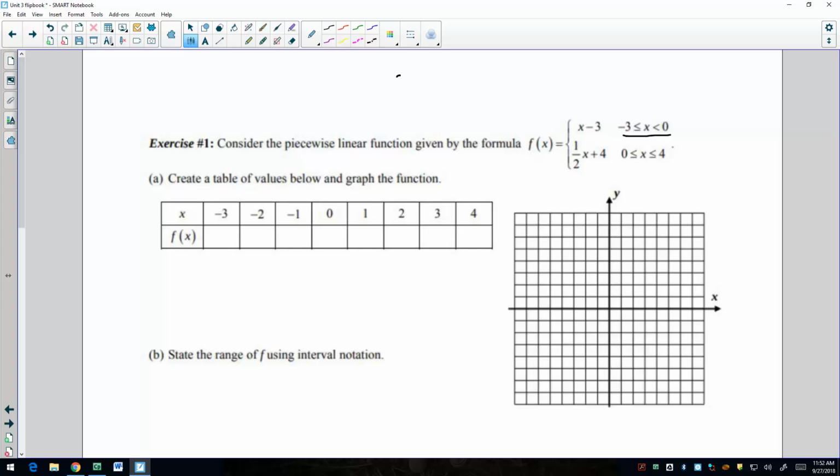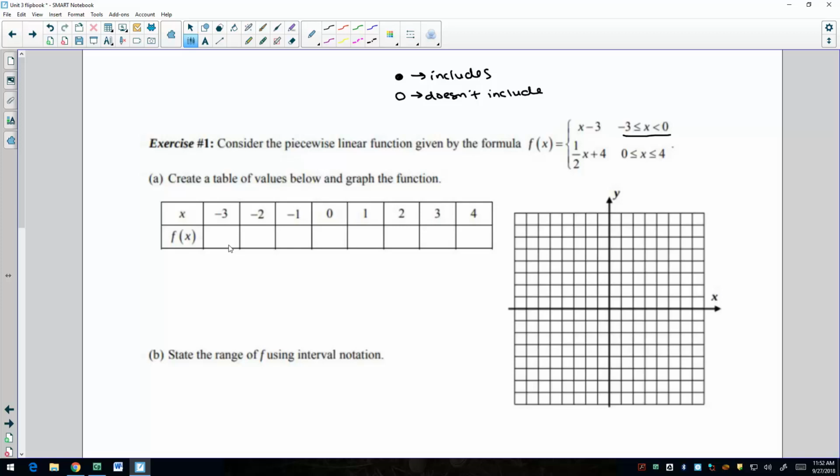So remember, a quick review, if it's a closed circle, it means it includes that point. If it's open, it doesn't include that point, but it gets right up to it. Okay, so if it's an open circle around 3, then maybe it goes to like 2.9999999 forever, right? But it doesn't get to the number 3. So when we fill out this table, we are going to mentally have to figure out what the output for 0 would be, even though we're not going to put it on the table.